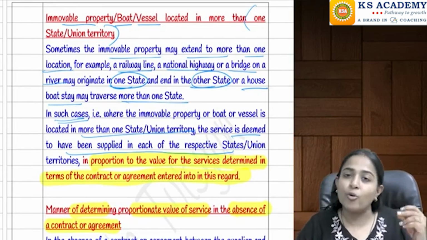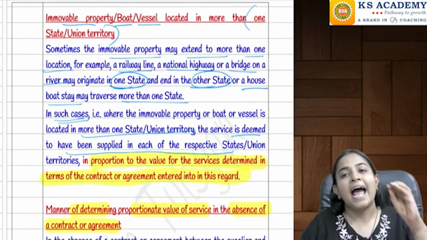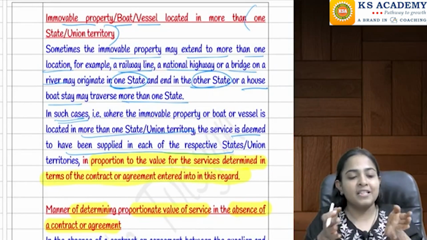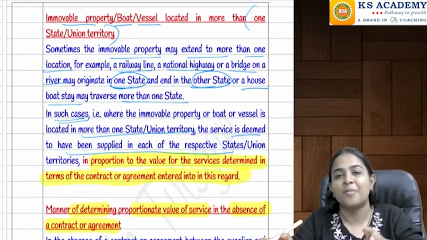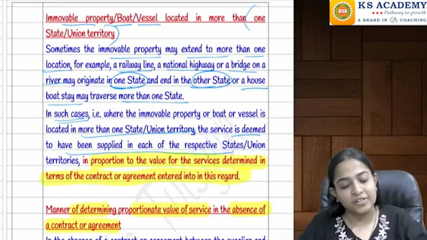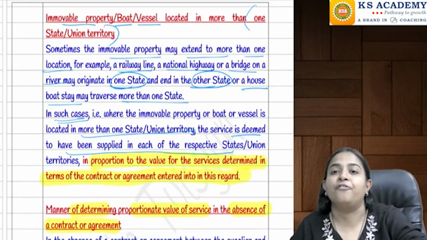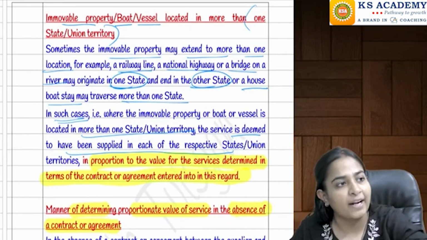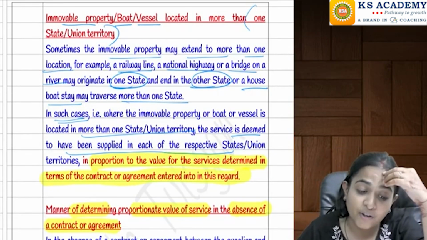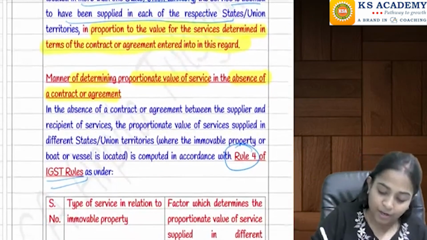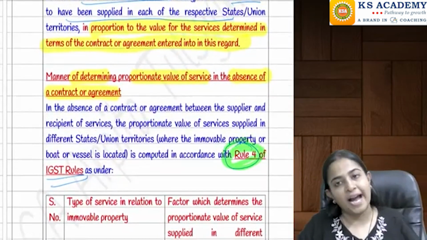Just go and refer to the agreement or the contract, and whatever amount is written, they must have written some proportion, that this much amount is charged for Maharashtra, this much amount is charged for Gujarat. So divide the service on that basis. Till here it is okay. But what if there is nothing written in the contract or agreement, or what if there is no contract or agreement at all? Then this bifurcation has to be done as per rule number 4 of the IGST rules.